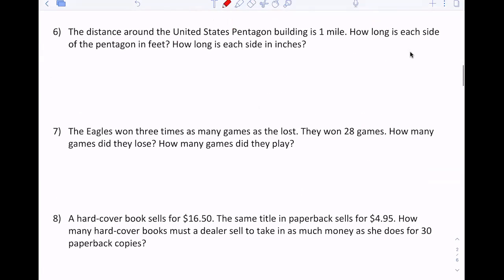Now it says here, the distance around the United States Pentagon building is 1 mile. How long is each side of the Pentagon in feet and in inches? All right, so first of all, who remembers the Pentagon and how many sides does a Pentagon have? 5 sides. All right, so now everybody's going to say, I don't know the length of the side, but I know that 5x is equal to 1 mile. Does everybody agree with that?